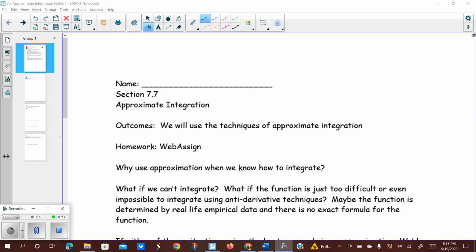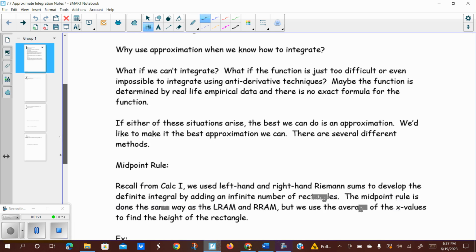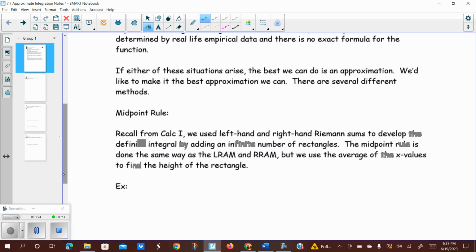Or, probably the most important reason, maybe the function is determined by real life empirical data and there's no exact formula for the function. That is probably the most common reason. And if that's the case, then obviously, if we've got all this real life data, we want to come up with the best approximation that we possibly can. And there are several different methods that we can use to do that.